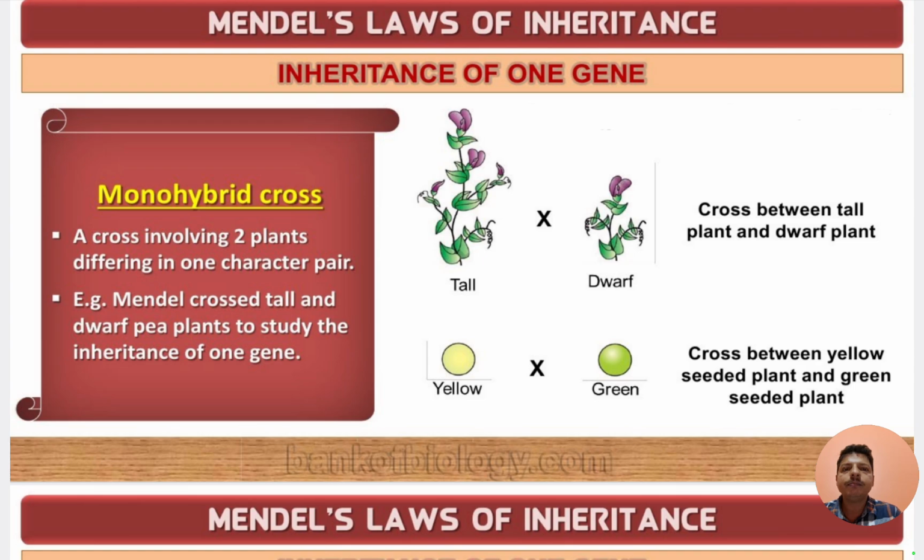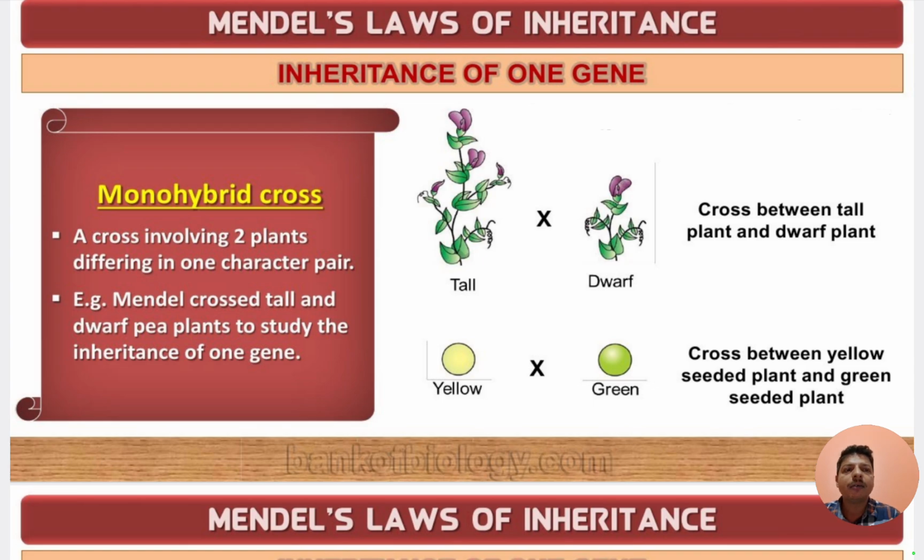Next, inheritance of one gene, that is monohybrid cross. A cross involving two plants differing in one character pair, that's why it is called a monohybrid cross. Example, Mendel crossed tall and dwarf pea plants to study the inheritance of one gene. Tall and dwarf.